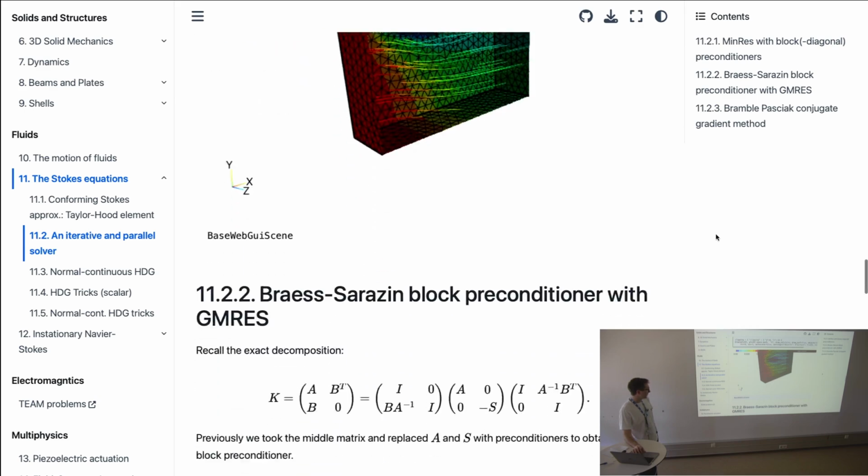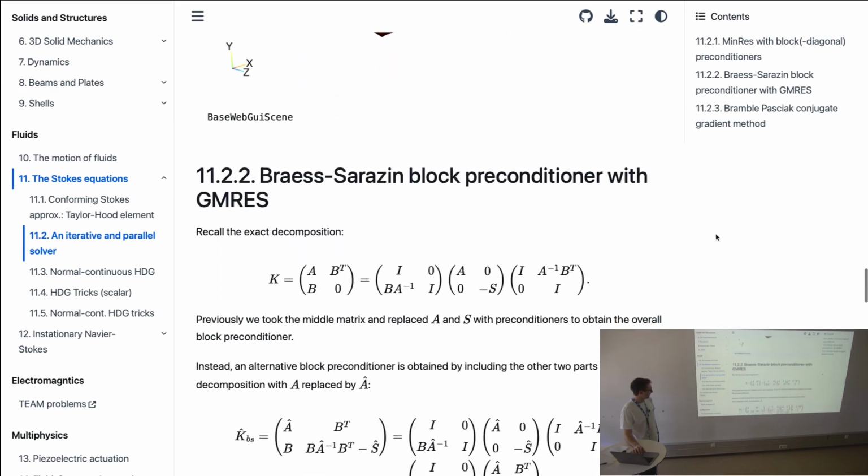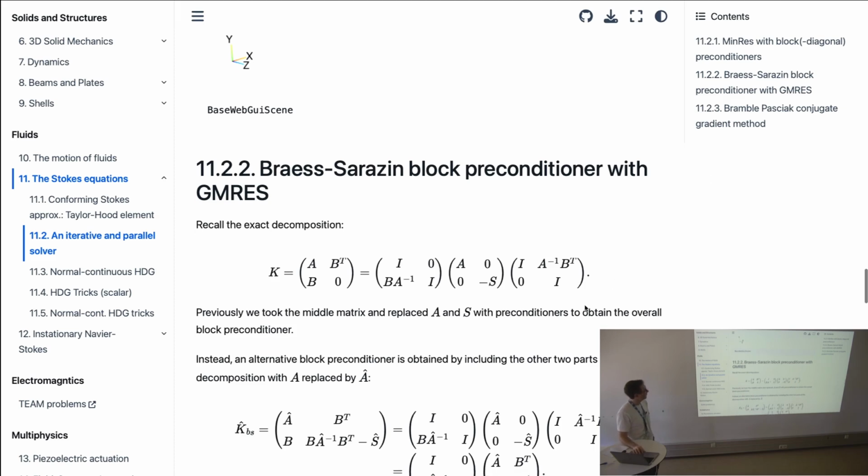Okay, so this was a block diagonal preconditioner. You saw already that with the availability of these block structures, you can do some more fancy stuff, and there are many available. We now choose, for example, this Bramble-Pasciak block preconditioner. One thing.